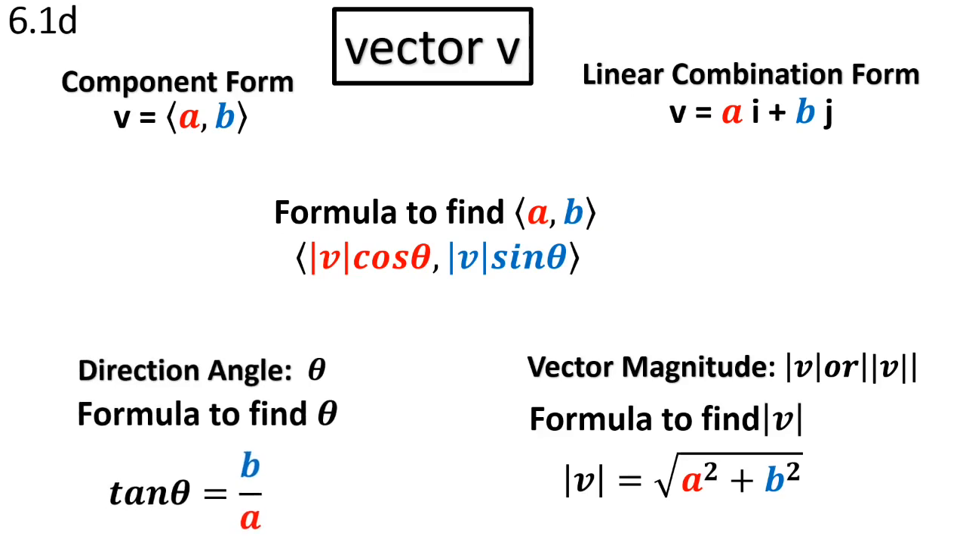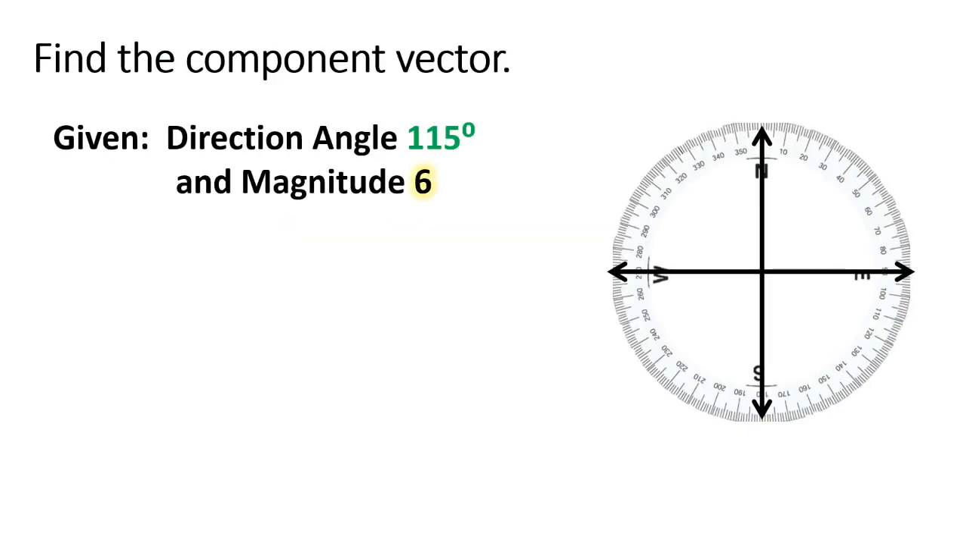We're going to use this formula to find a direction angle, and if we know both the direction angle and the magnitude of a vector, you can use those two things to write a vector in component form. Let's look at a few examples.